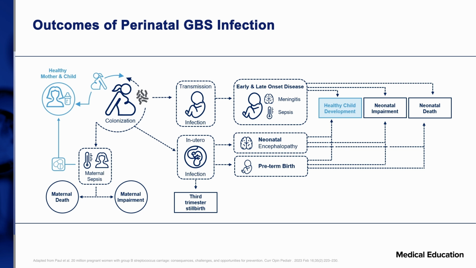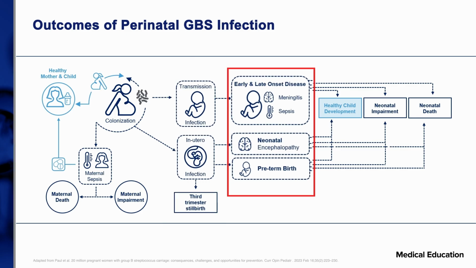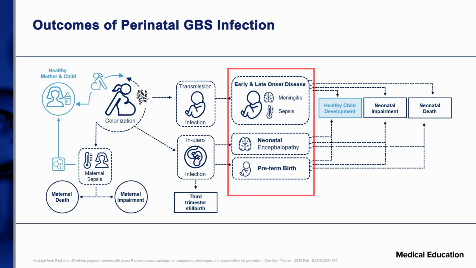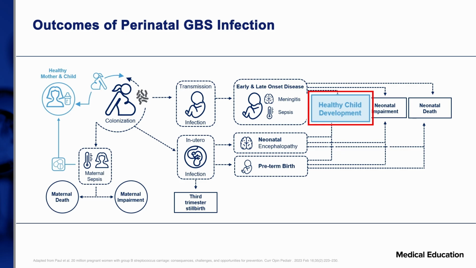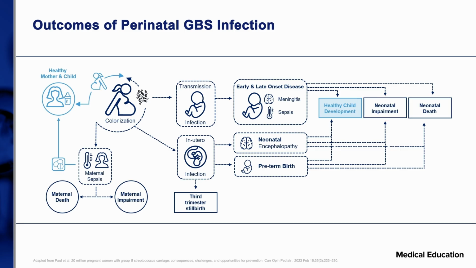Then we think about the other side of the equation, which is the neonate. In the neonate, we can have transmission of infection, which can lead to either early or late onset disease, things like meningitis and sepsis. While these can be alleviated through treatment in some cases and lead to healthy child development, neonatal impairment and neonatal death are also very high on the differential in both early and late onset disease.